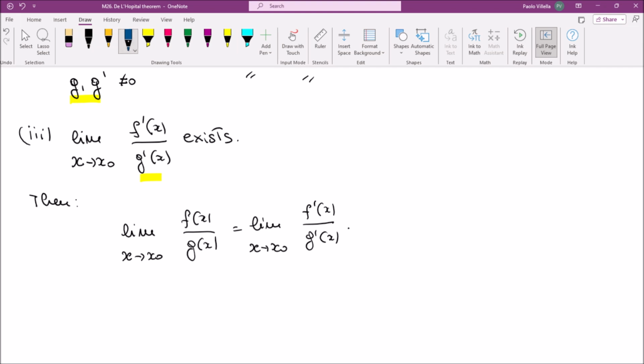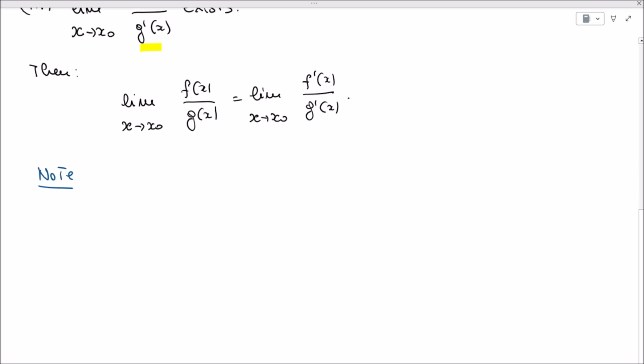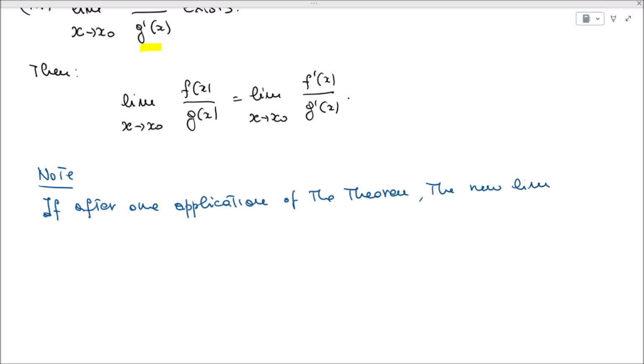An important note is the following. It can happen that after one application of the theorem, the new limit satisfies the three hypotheses 1, 2, and 3, then we can reapply the theorem.